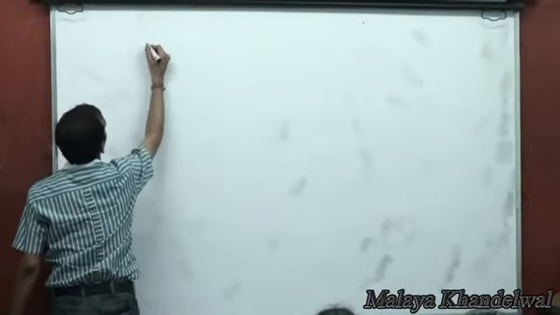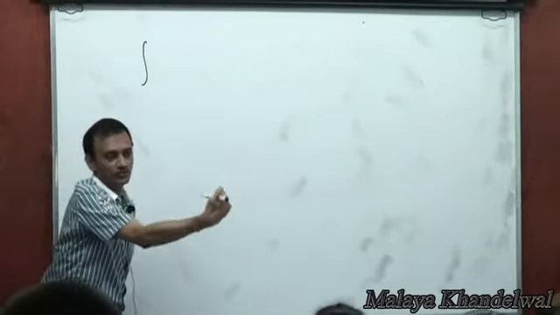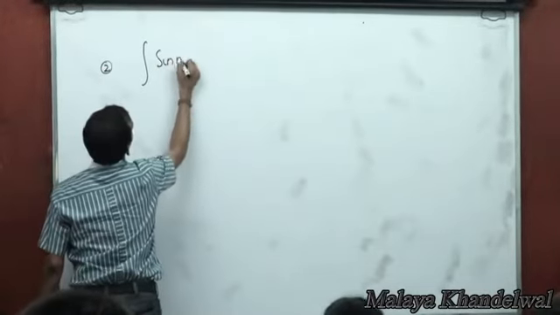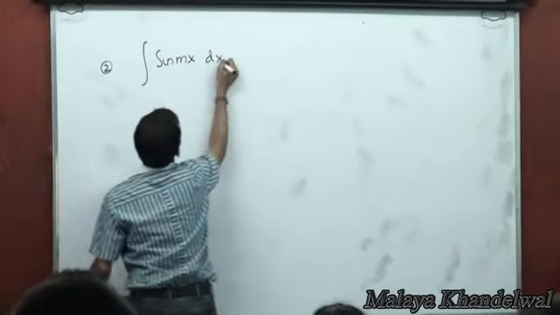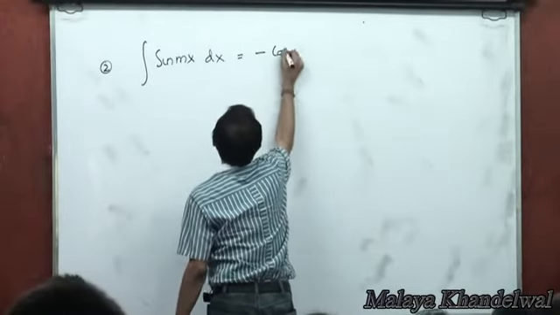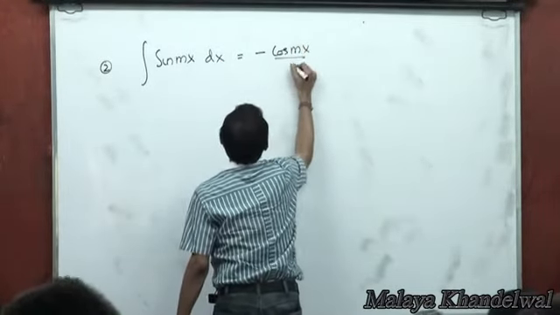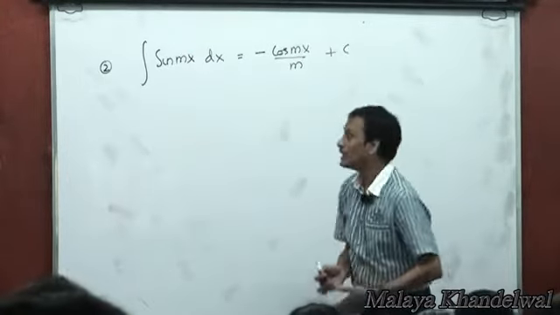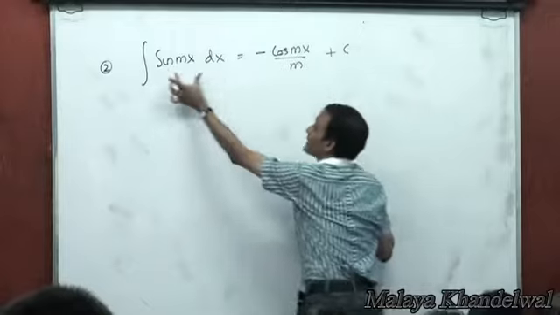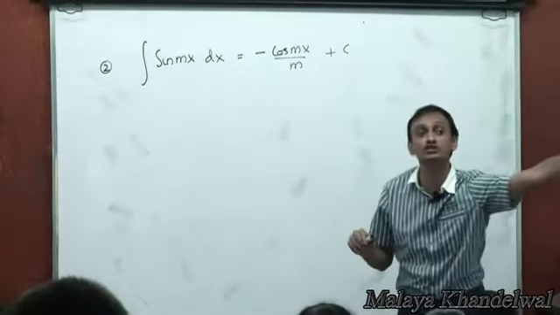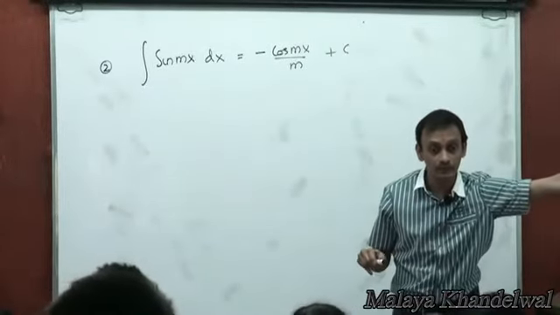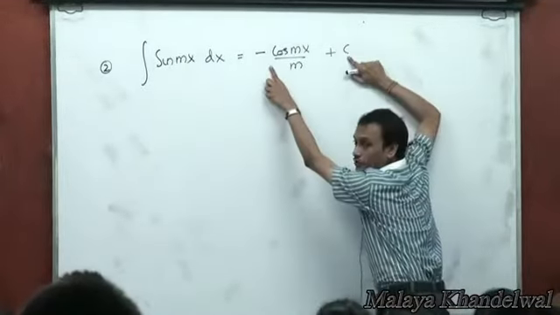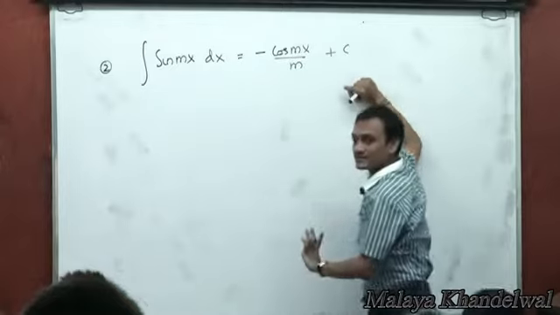Integral. Now I want you to check all of this. Result number 2 that I claim is: integral sin mx dx is minus cos mx by m plus c. How would you know the sanctity of this result? If you differentiate this with respect to x and you get this, then you know that this result is in good faith. How would you know if this result is true? Differentiate this with respect to x and see if you are getting this.